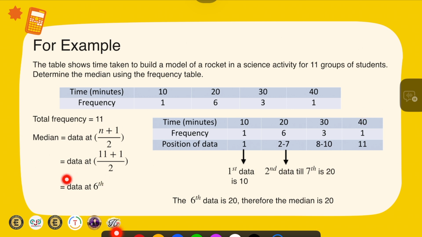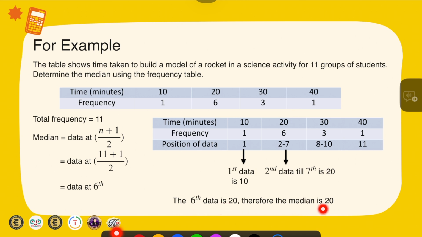So we want to find the position that we already calculated using the formula, the data at the 6th position. So where is position 6? It will be here, because 2 to 7 is here, so 6 is also here. So what is the answer? 20. Therefore, the 6th data is 20.